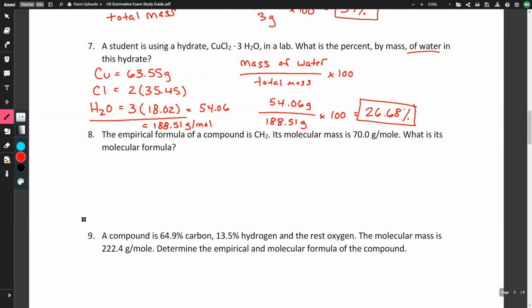All right, the empirical formula of a compound is CH2. Its molar mass is 70 grams per mole. What is its molecular formula? So remember, empirical is the simple form. Molecular is usually the empirical formula and then some multiplier. So we're going to need to figure out the molar mass of the empirical.